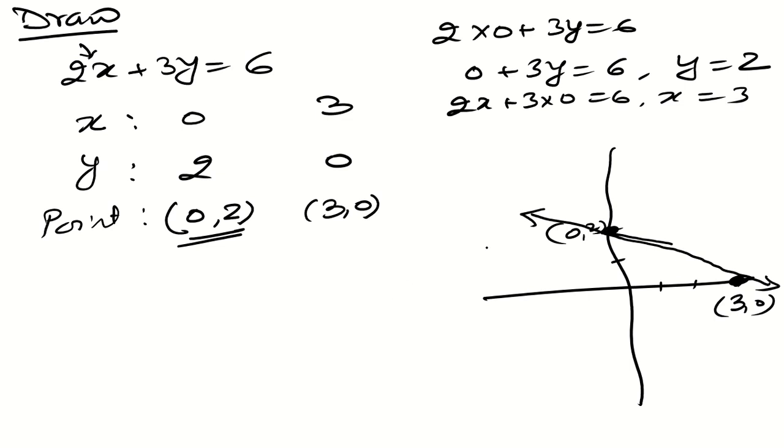And don't forget to put an arrow at both ends, because these arrows indicate that the line can be extended in both directions. Otherwise it will be a line segment.